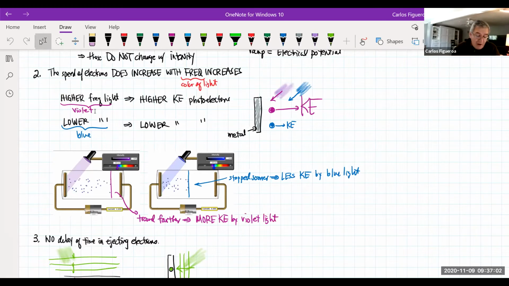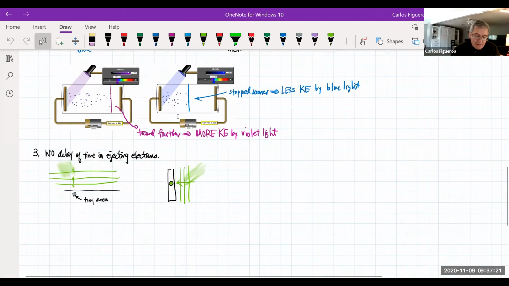So if I have a higher frequency light like violet versus lower frequency light like blue, higher frequency light like violet produces higher kinetic energy photoelectrons, whereas blue produces lower kinetic energy. So if I'm looking at this picture-wise, this is what I'm seeing here. And then we went into the applet and we showed that violet light actually had the electrons going further. I mean, they go higher up the incline. These guys go less up the incline.